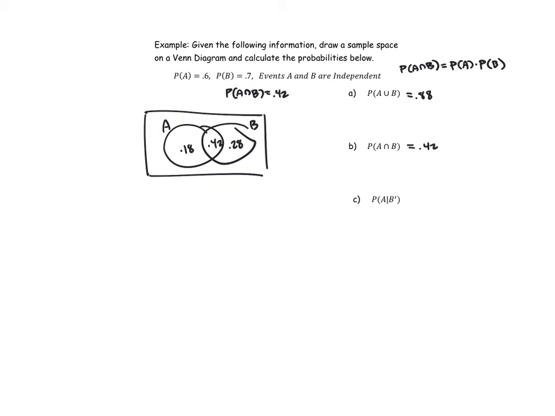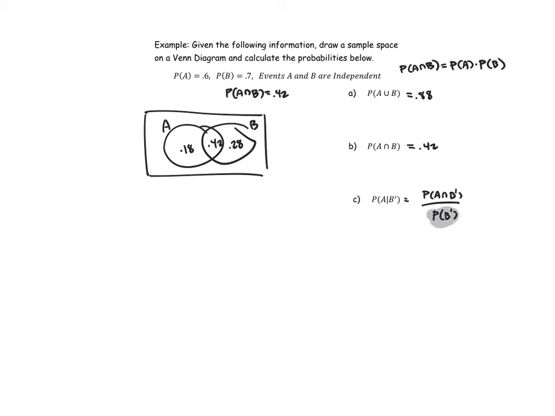Probability of A given not B. Okay, this is interesting. So given not B, I guess I could write this out formally, which would be probability of A and not B over the probability of not B. Okay, let's find the probabilities in both cases.